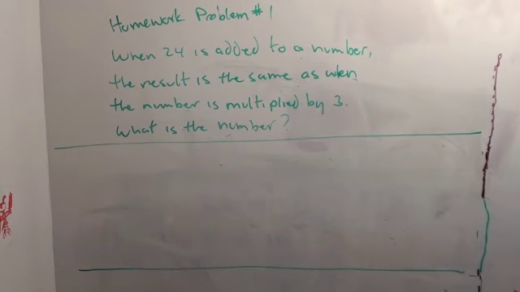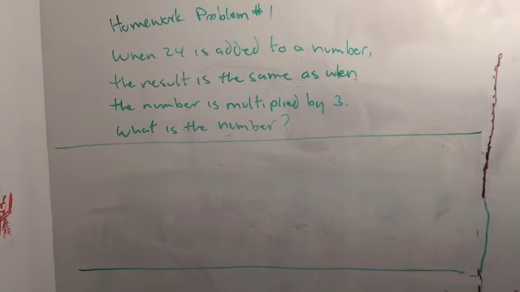Okay, well, we're trying something new for fun this afternoon, and we're going to take a look at some of the homework problems on our new giant whiteboard wall. Awesome! Here's homework problem number 1. When 24 is added to a number, the result is the same as when the number is multiplied by 3. What is the number?